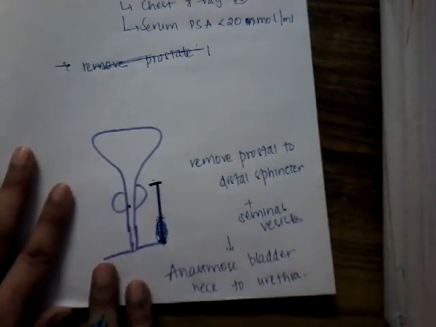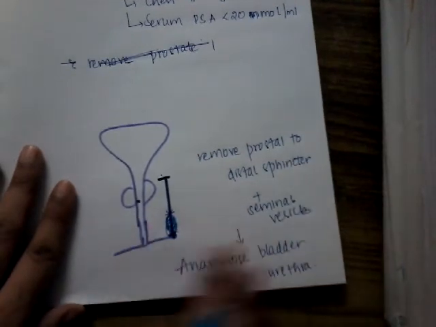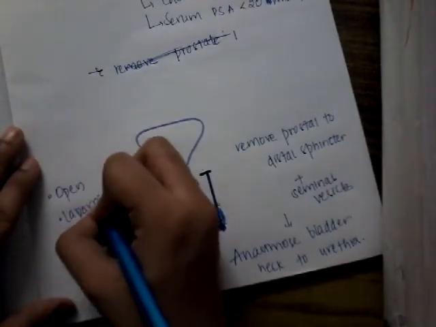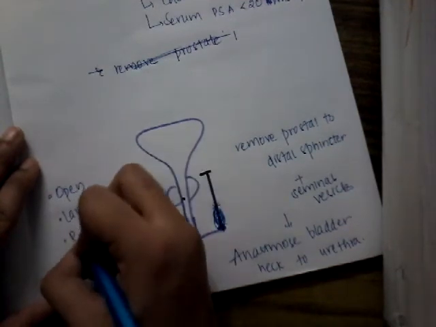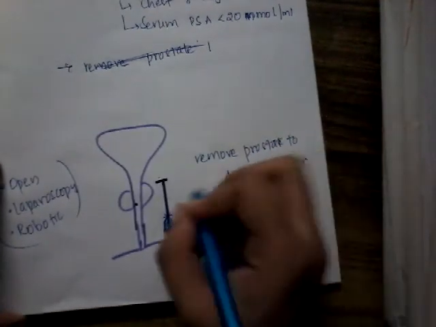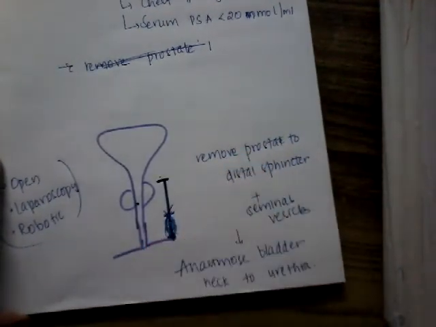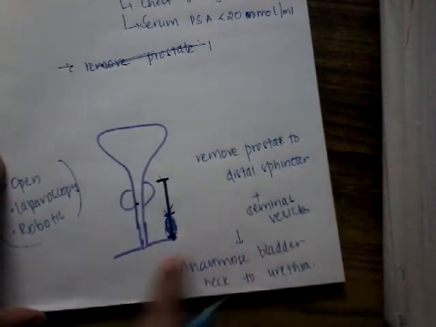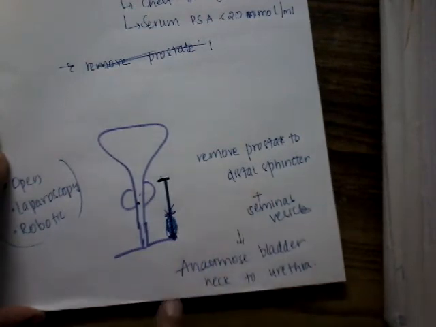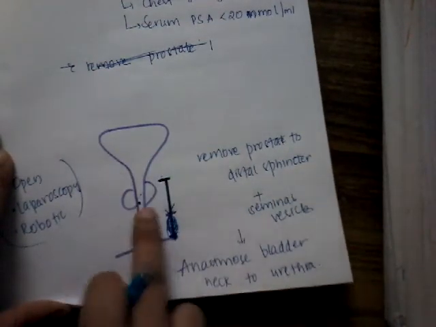We can do it either by open or laparoscopic or robotic. The procedure is the same but the method may be different. We have to remove the prostate till the distal sphincter and then the seminal vesicles, because that is the route of seminal vesicle spread. Then anastomose the bladder to the urethra. That is radical prostatectomy.